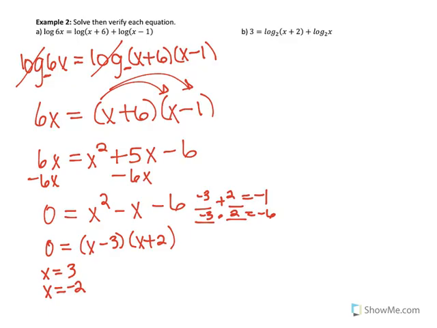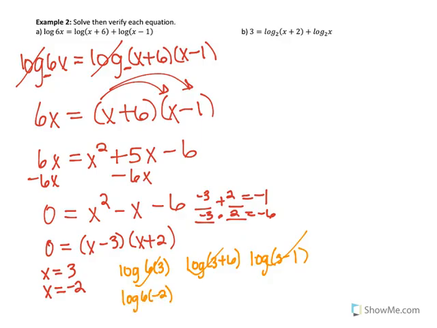So we're going to check these up here. So if I plug in a log of 6 times 3, it makes it positive, it's fine. We have a log of 3 plus 6, that's still positive. And we have a log of 3 minus 1, that's still positive. If we go log of 6 times negative 2, that's going to be negative. We already have one negative, so we know this is an extraneous answer. So x equals 3.